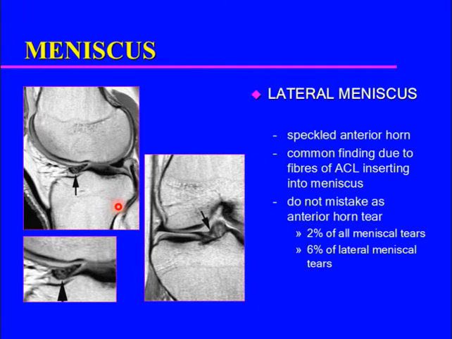It happens in 2% of all meniscal tears and 6% of lateral meniscal tears. You can see this appearance. It's not a tear. It's just speckled anterior horn. ACL fibers insert into the anterior horn of the lateral meniscus.